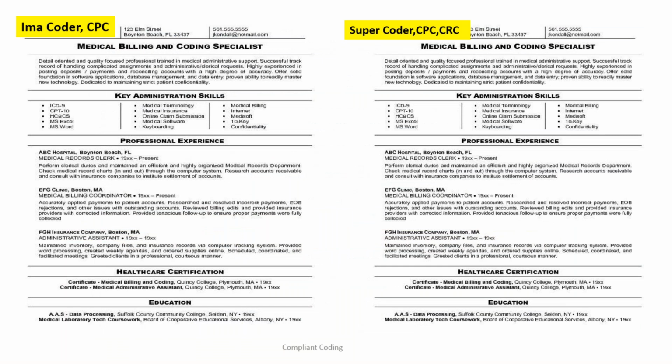A hiring decision maker at a medical provider's office has 2 resumes, equal experience. Those resumes might as well be identical. And I'm a coder, CPC, and super coder, CPC CRC, are both in contention for the position. Under the risk adjustment requirements, which do you think will be more marketable for that position?